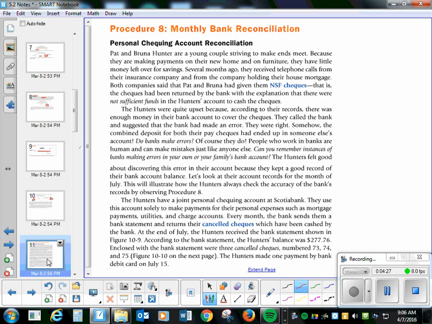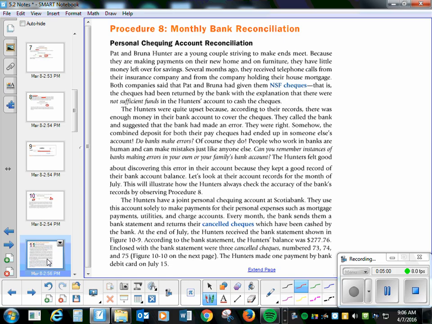Okay, the last thing that we need to do is a bank reconciliation. Now, we do this personally for your own accounts, and you also can do it for your business as well. You should do it monthly for your own personal accounts, but sometimes that doesn't happen. Pat and Bruna Hunter are a young couple striving to make ends meet. Because they're making payments on their new home and on furniture, they have little money left over for savings. Several months ago, they received a telephone call from the insurance company and from the company holding their house mortgage.